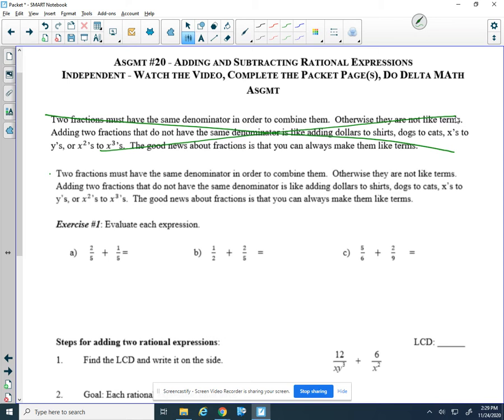Adding two fractions that do not have the same denominator is like adding dollars to shirts, dogs to cats, x's to y's, or x squareds to x cubes. The good news about fractions is that you can always make them like terms. So when we talk about adding x's to y's, if I had something like 3x plus 4y, we know we can't add that and there's nothing we can do about it. With fractions, we can actually create common denominators so that we can add them together.